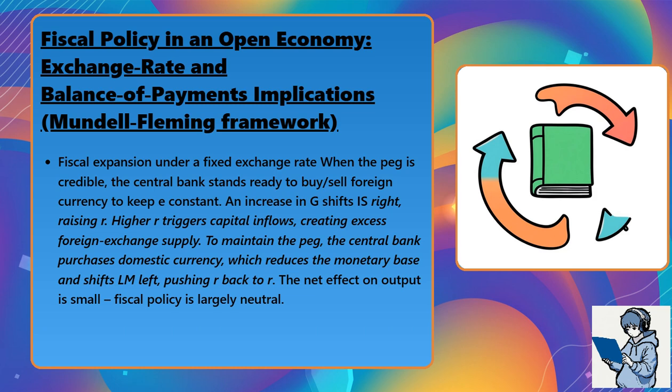Fiscal expansion under a fixed exchange rate. When the peg is credible, the central bank stands ready to buy or sell foreign currency to keep E constant. An increase in G shifts IS star to the right, raising R. Higher R triggers capital inflows, creating excess foreign exchange supply. To maintain the peg, the central bank purchases foreign currency and sells domestic currency, which reduces the monetary base and shifts LM left, pushing R back to R star. The net effect on output is small, fiscal policy is largely neutral.